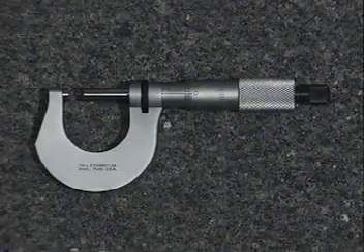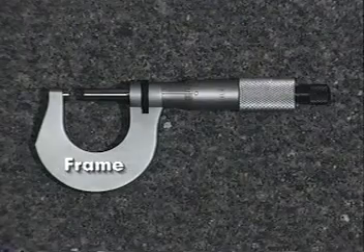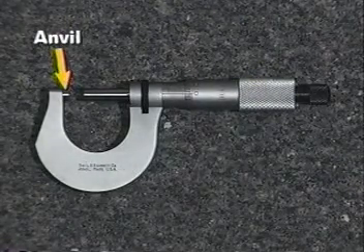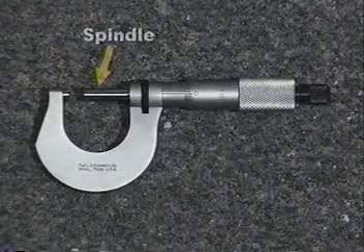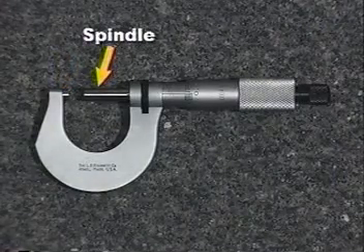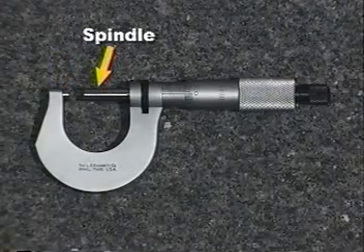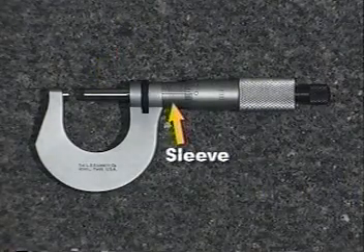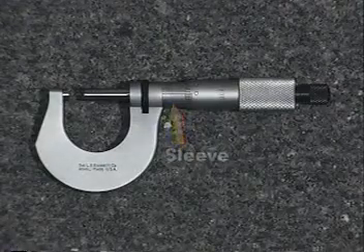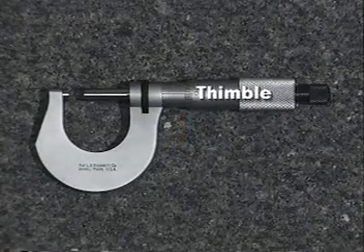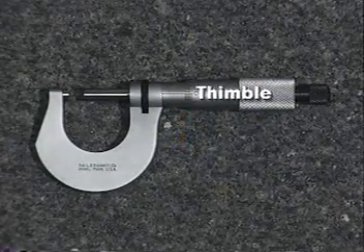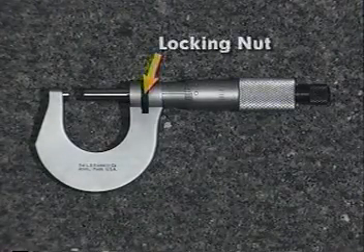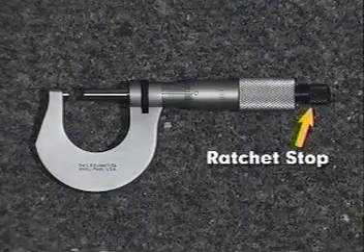Most micrometers are composed of a C-shaped frame, a stationary anvil end that contacts one point on the part being measured, an opposed threaded spindle which moves to contact the point on the part feature opposite the anvil, a sleeve containing a graduated scale, a thimble with a graduated scale, which is used to advance or retract the spindle, a locking nut, and sometimes a ratchet stop.